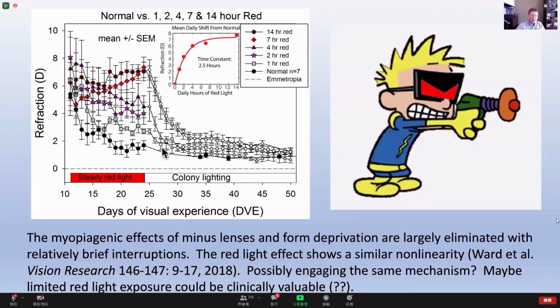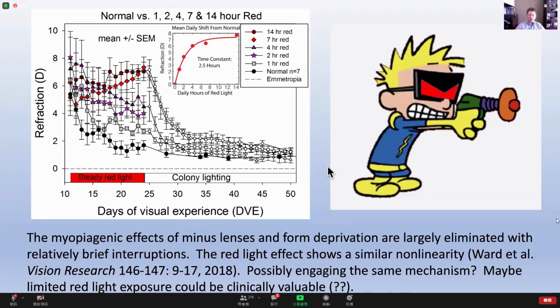So again, this is time. The black are the normals raised in colony white light. This is the tracing of animals raised 14 hours a day. 7 hours a day is basically the same. Here you got 4, 2, 1. Even 1 hour a day of red light and 13 hours a day of white light seems to produce over a diopter hyperopic shift.